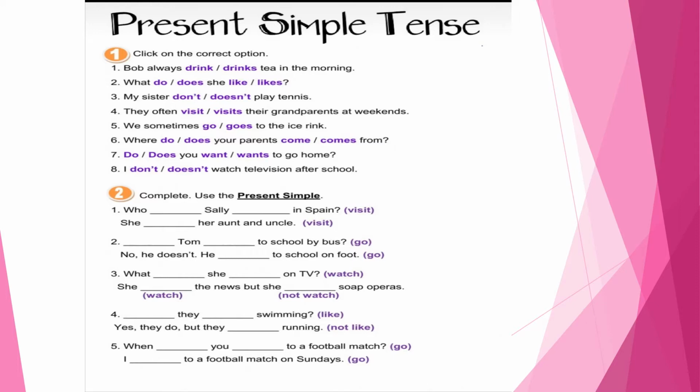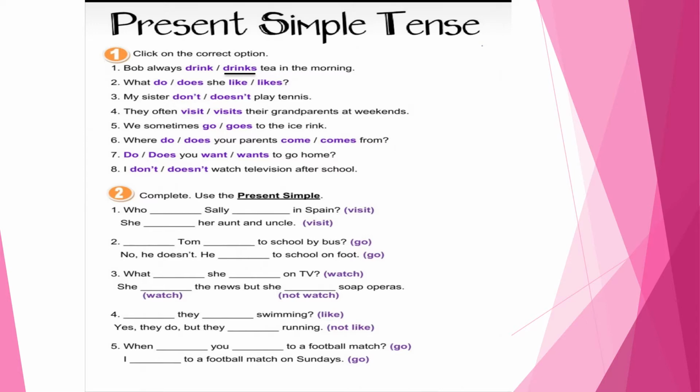Number one, Bob always drink or drinks tea in the morning. Okay. Here your subject is Bob, which is a name of a boy. If you cross it, you will add the pronoun he. So he always. You have to add to your verb s or es according to the end of your verb. And here you have Bob as a subject. So your verb ends with a consonant. Okay, so you have to add s to your verb. Bob always drinks tea in the morning.